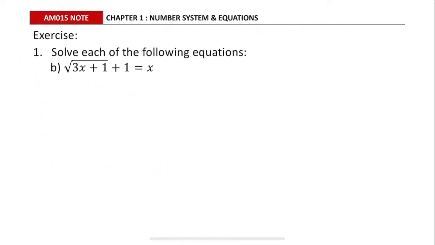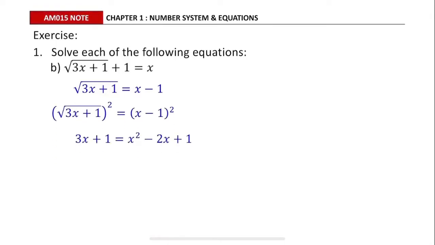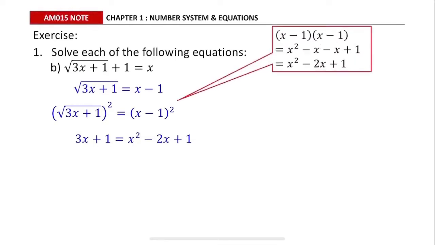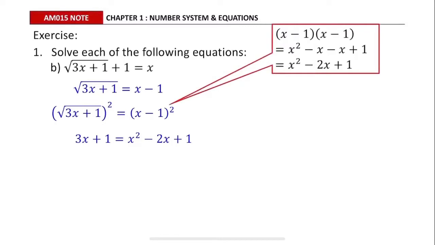This question also has only one surd, so make sure that only the surd is on the left side, and the rest are on the right side. Then, squaring both sides, we get a quadratic equation. The quadratic on the right hand side comes from the expansion of x minus 1 squared. Then, simplify the quadratic first before we factorize it to get the answer. After we get the answer, don't forget to always check whether it is true or not.